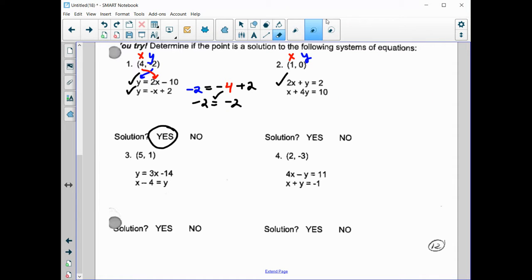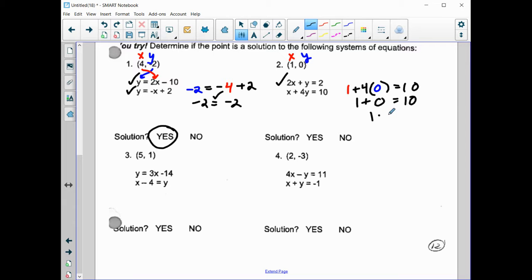So let's plug in 1 for x again. So it's going to be 1, and then plus 4 times y. In this case, y is 0. That should be equal to 10. So on the left side, I have 1 plus 4 times 0. 4 times 0 is 0. So I have 1 plus 0. 1 plus 0 is 1. That is not equal to 10. So it didn't work for the second equation, which makes it not a solution.